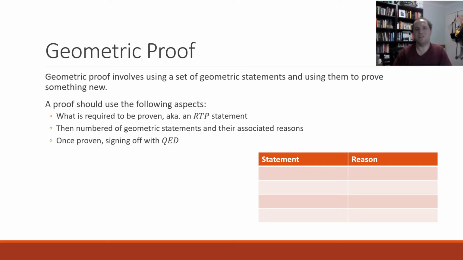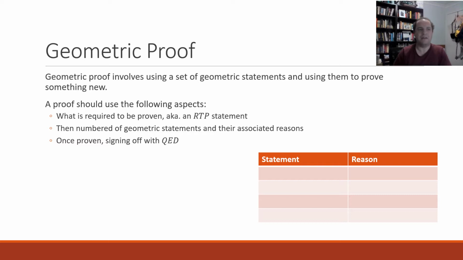Now students, in a geometric proof, what we're doing is using a set of statements that we can create ourselves or that have been given to us and using them to prove something new. So a proof should involve the following aspects. We need to start off with a statement of what we are required to prove, also known as an RTP statement. That's the first thing.